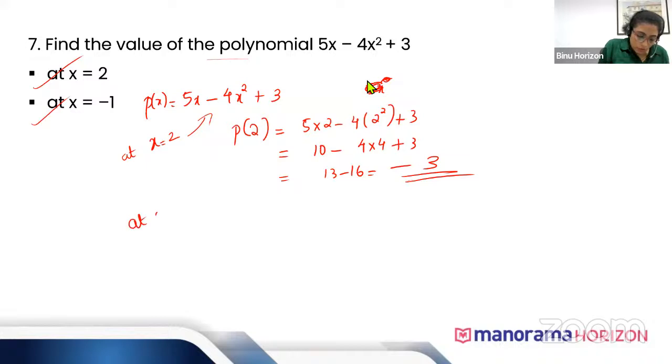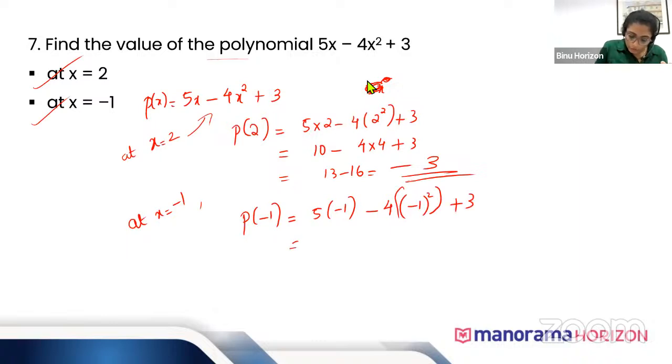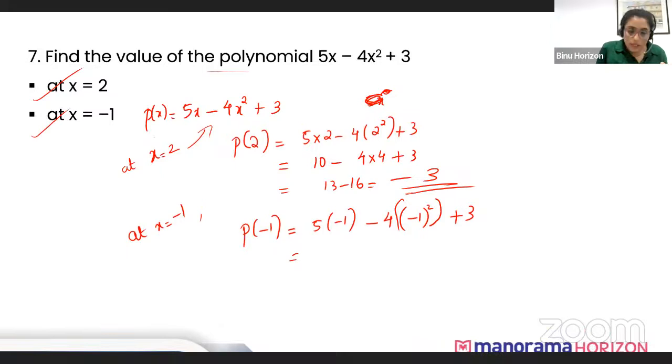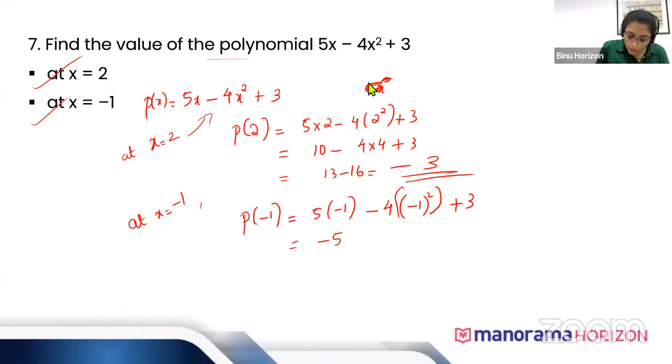Now at x is equal to minus 1, what is the value? Again, I have to find p of minus 1. Instead of x, substitute minus 1. 5 into minus 1, minus 4 into x square, which is minus 1 the whole square, plus 3. Be very careful with the signs. Now, what is p of minus 1? Find that also. Minus 5. Now, what is minus 1 the whole square? It is 1. So minus 4 into 1 is minus 4, plus 3. Minus 5 minus 4 is minus 9, plus 3. You get it as minus 6. Got the answer?